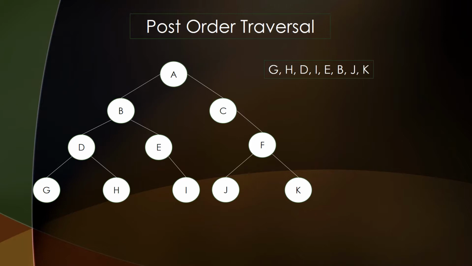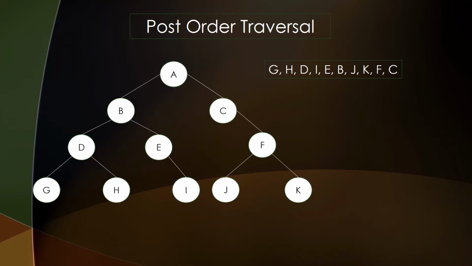Finally, the root node F for the subtree of F, J and K will be inserted into the array. Now moving one level further up, as we can see, C has no left child. So we'll directly insert F into the array. But as we have already inserted F into the array, we'll directly insert the root node C into the array. And hence we have inserted C into the array.